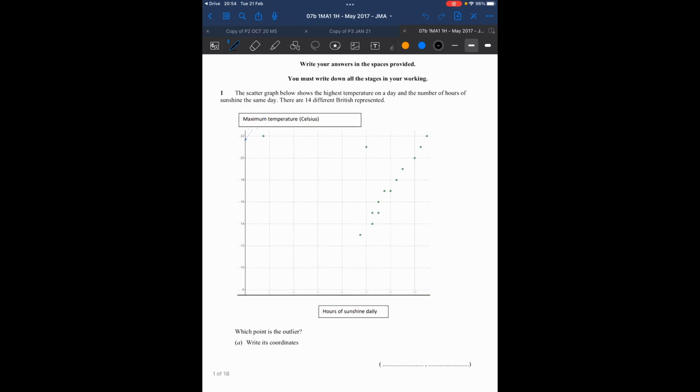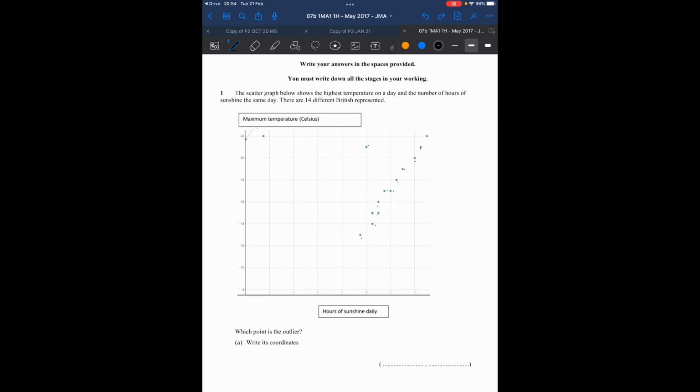The scatter graph below shows the highest temperature on a day and the number of hours of sunshine the same day. There are 14 British towns represented. Okay, so there's 14 of these. They represent one town each, and the idea is that this one here has about 9.5 hours of sunshine, and then if you go along, it also has a maximum temperature of 13. So the first question is, which point is the outlier?